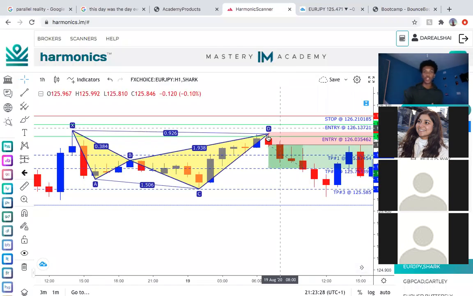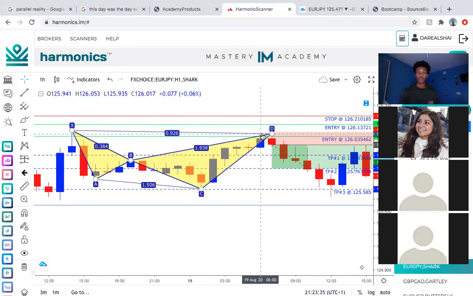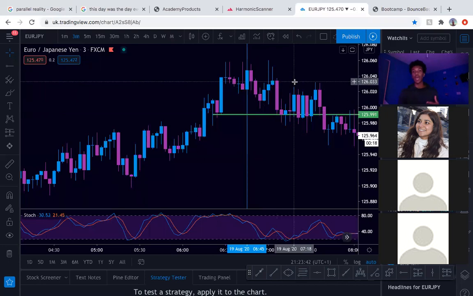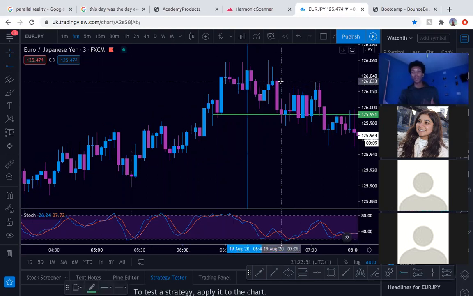Obviously, having the wick rejection to me is a stronger confirmation. But if we're seeing that it is starting to reject off, and the market structure is showing that it is ready to reverse on the lower time frames, we can still go ahead and catch those entries. It's slightly more risky, but when I'm entering institutional entries, especially with the Harmonic Scanner, I'm entering low risk positions.